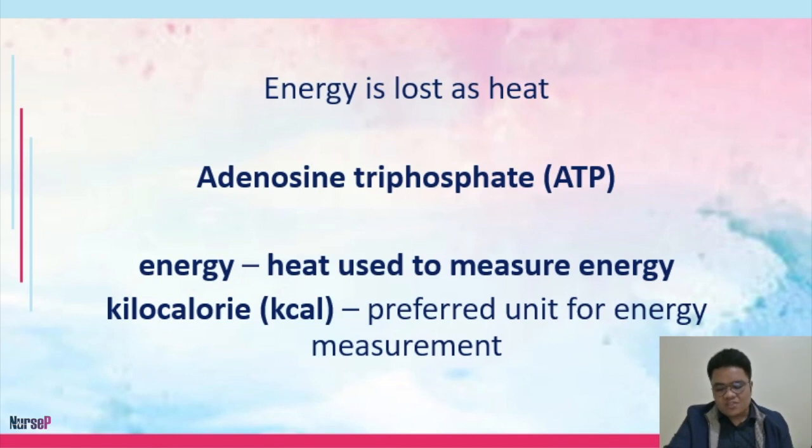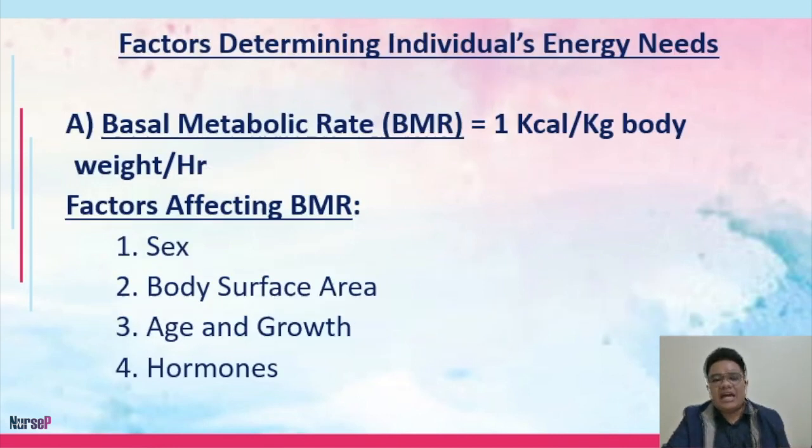Now, adenosine triphosphate. When I say adenosine triphosphate, the cells are chemically broken down into ATP, and this is used to perform the necessary functions. So adenosine triphosphate came from the cells which are broken down to become ATP, because your ATP serves as the basic source of energy for the cells. When I measure energy, heat is used to measure energy. And that heat is measured through calories or kilocalories. Kilocalories is the metric unit for the measurement of the amount of your energy.